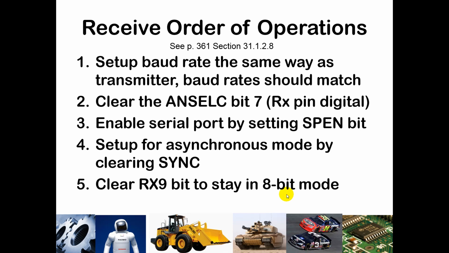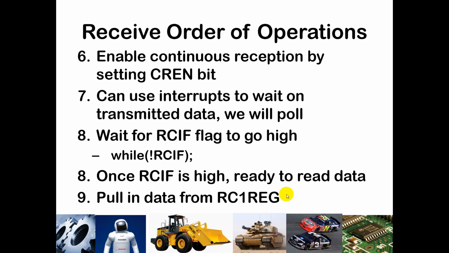And so then we will enable the serial port. In this case, we also need to have SPEN. So whether you're transmitting or receiving, you need to set SPEN and clear SYNC. So we will set SPEN to 1 and clear SYNC to make it asynchronous. We're going to clear the RX9 bit. That way everything will stay in 8-bit mode. And then we're going to enable continuous receive of data. So just setting CREN allows us to continuously receive every byte of data that comes through.